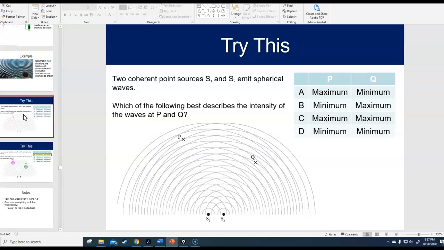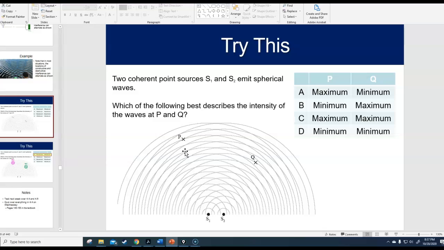Okay, so just a few more examples just to see what this looks like. Two coherent point sources, S1 and S2, emit spherical waves. Which of the following best describes the intensity of the waves at P and Q? Keeping in mind what you're looking at here is the wavefronts of S1 and S2. So see if you can answer this question.